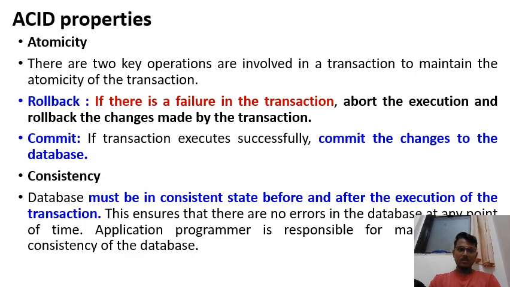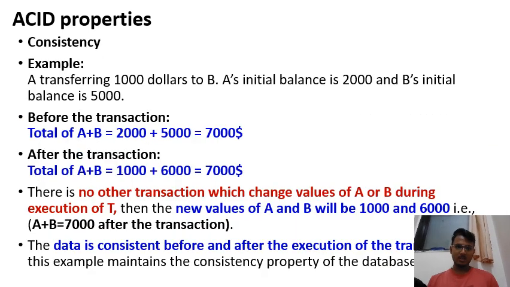There are two key features involved in a transaction: rollback and commit. If there is a failure in the transaction, abort the execution and roll back the changes made by the transaction. If the transaction executed successfully, commit the changes to the database. The database must be consistent in the state before and after the execution of the transaction. This ensures that there are no errors in the database at any point of time. The application programmer is responsible for the maintenance of the consistency of the database. Here is an example.